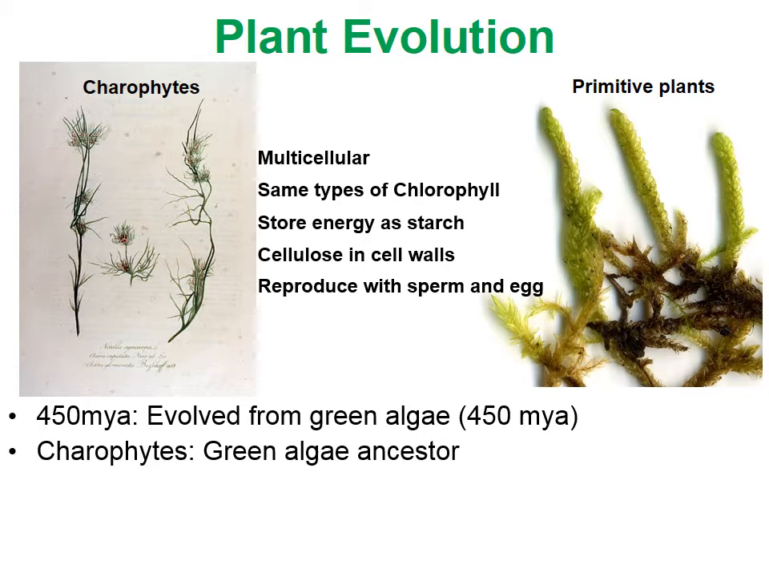So, in order to reproduce sexually, they produce sperm cells that will swim and fertilize an egg to make a zygote. And so, yes, charophytes, green algae, and early primitive plants have sperm that actually swim through water in order to reproduce.